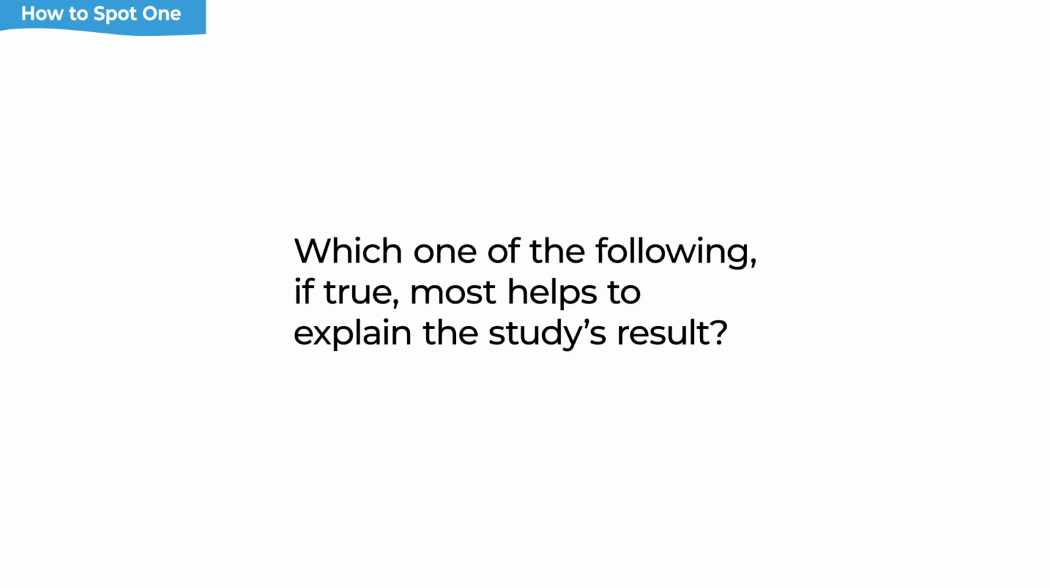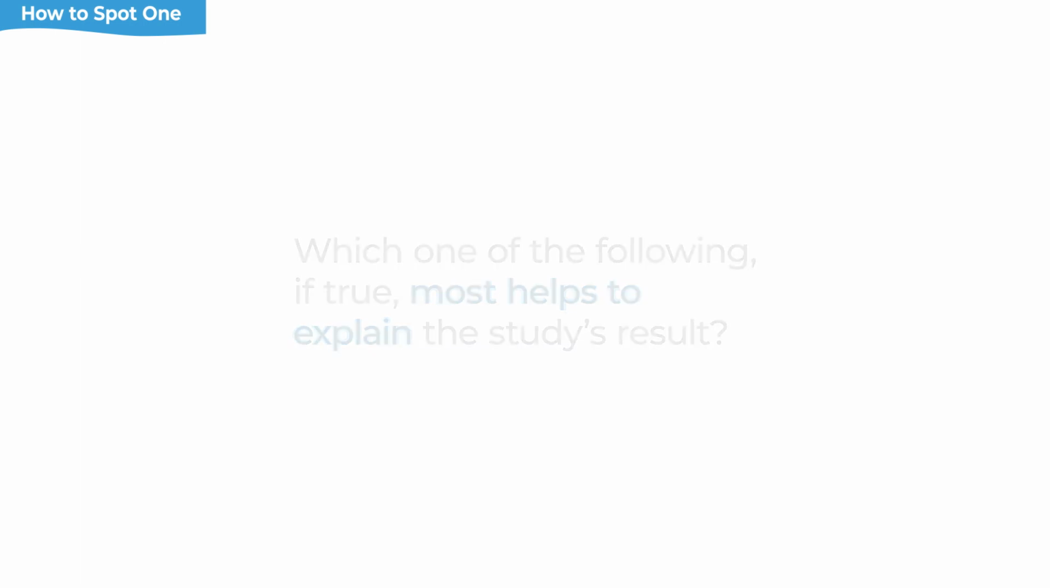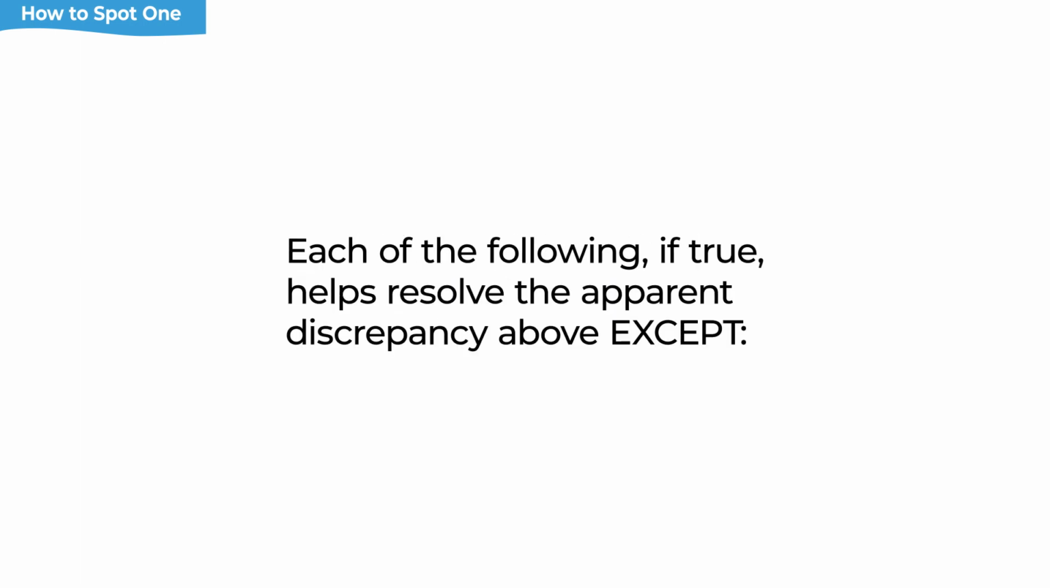In this question stem, which one of the following, if true, most helps to explain the study's results? Well, the words "most helps to explain" tell us that we're on a paradox question. Or here, each of the following, if true, helps resolve the apparent discrepancy above except. So again, we get language that says to resolve the apparent discrepancy or apparent paradox. But notice that this one is an except question, and this is going to be quite common on paradox questions. This is a question type where we get more except questions than normal.